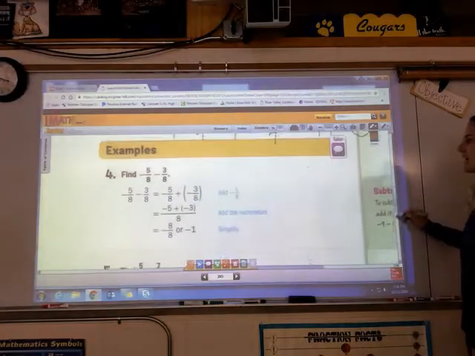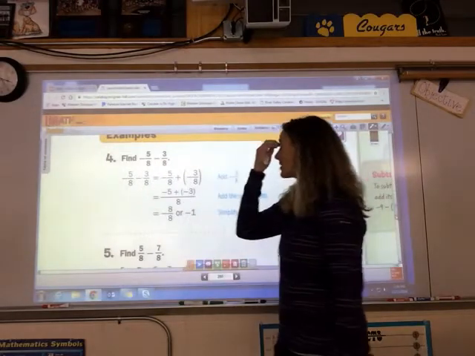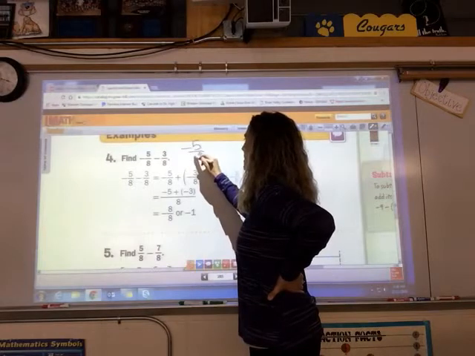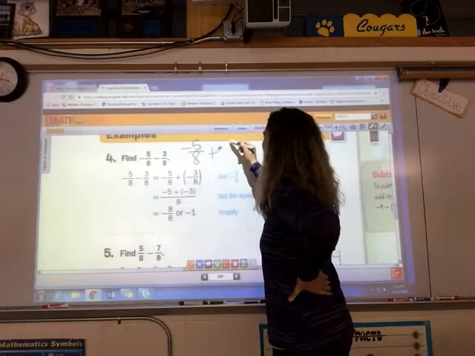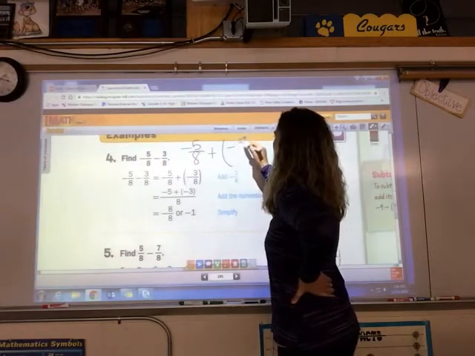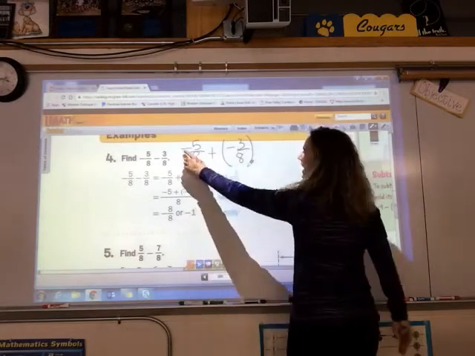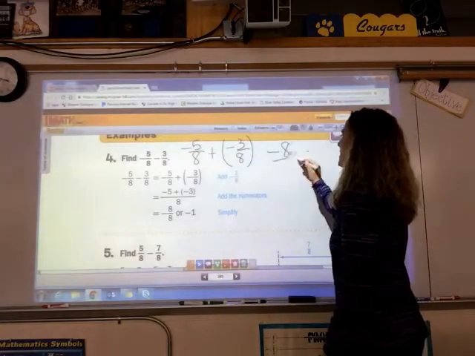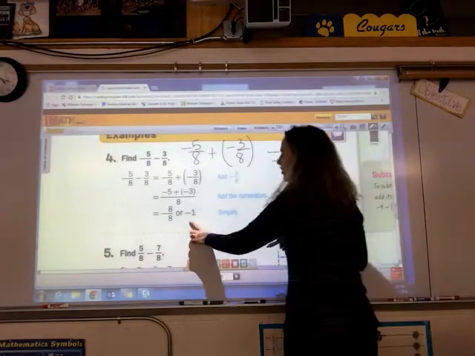Next examples are looking at subtraction. So we're looking at -5/8 minus 3/8. Again, go back to your rules for when we were working with integers. We're thinking -5/8 plus, subtraction changes to adding. We want to add the opposite. The opposite of 3/8 would be -3/8. So now both of these are negative, so I can go ahead and add 5 and 3 to get 8. So I end up with -8/8, which would be the same as -1, and you can see they have that there.